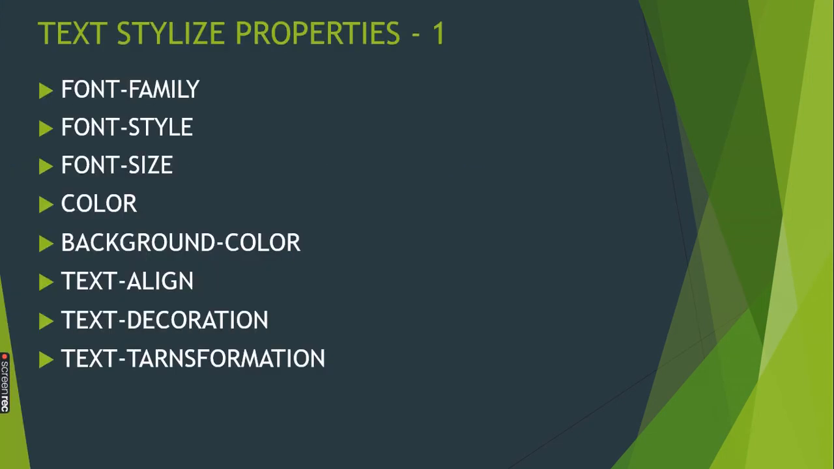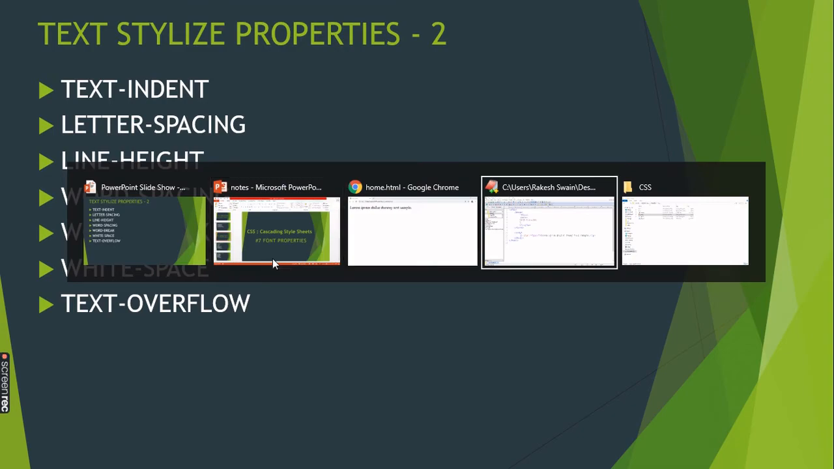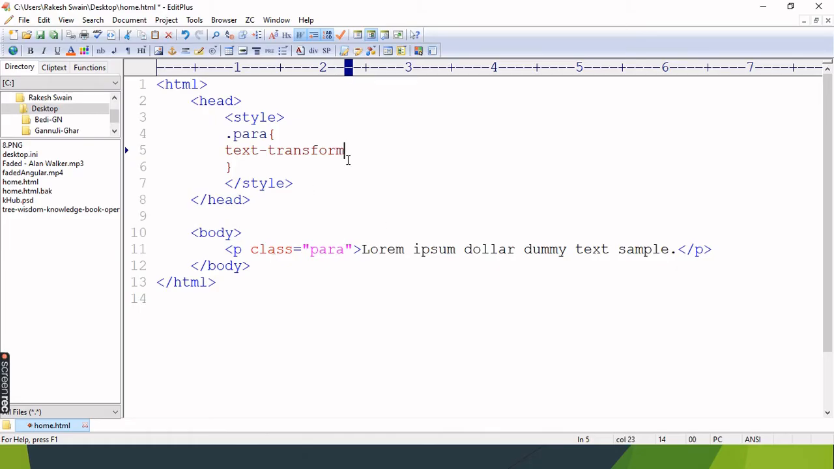Friends, in the last chapter we completed up to text decoration. In this chapter we will start with text transform, then we will complete all the other text stylize properties left behind. So let's go through and complete text transform.